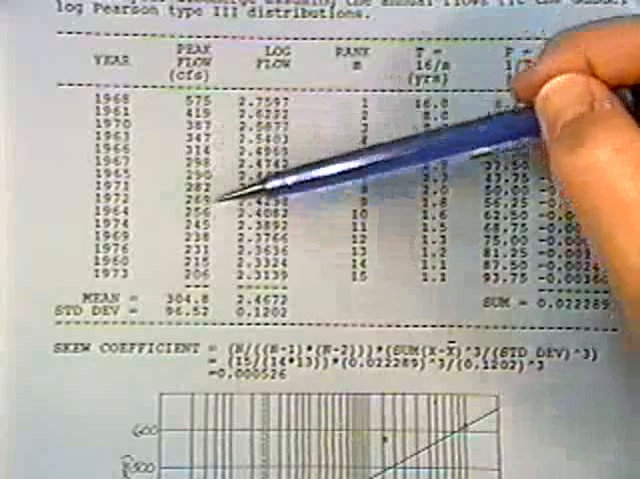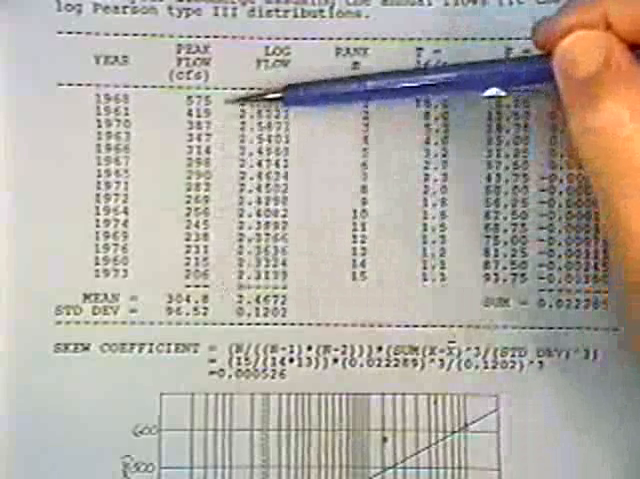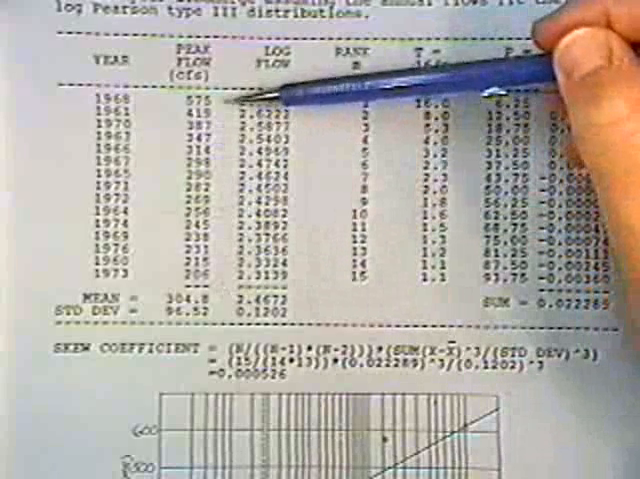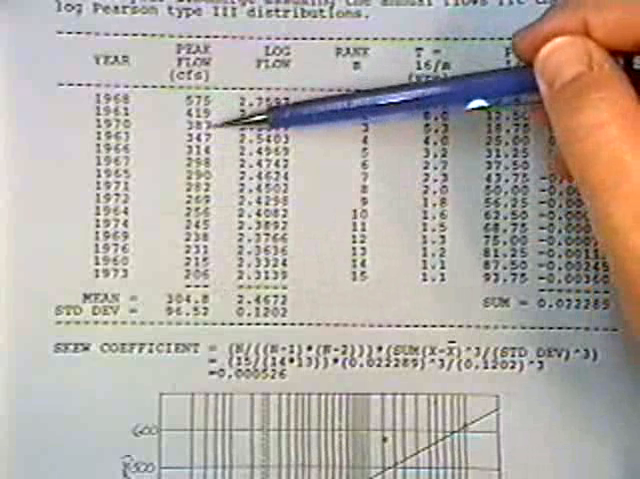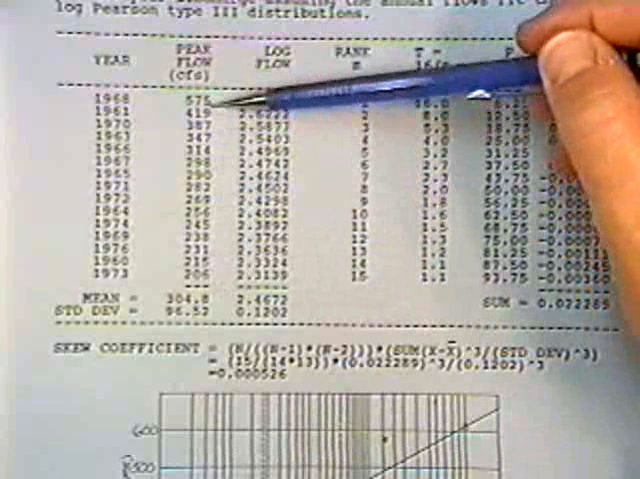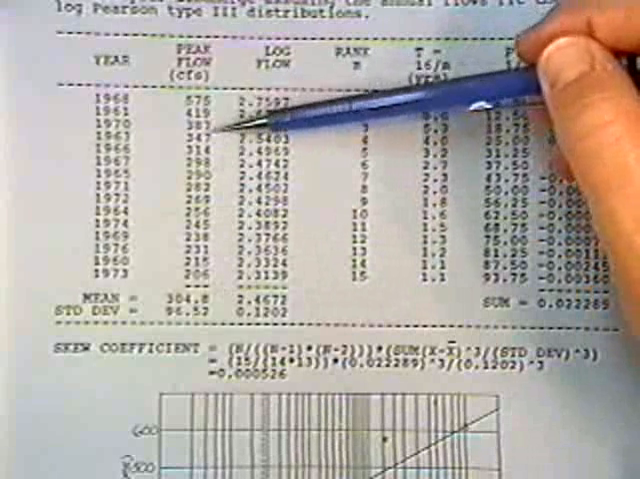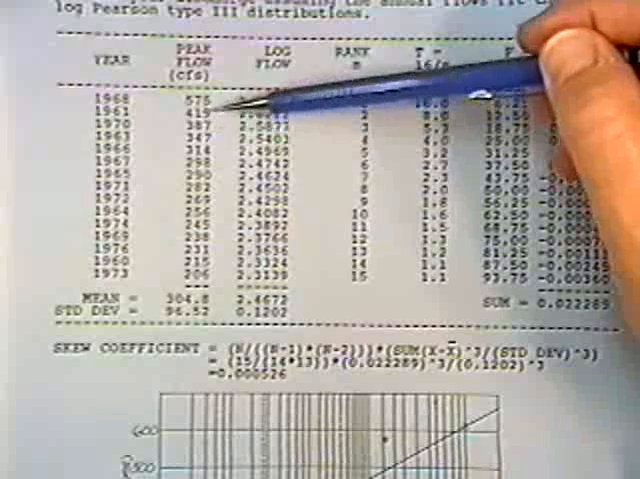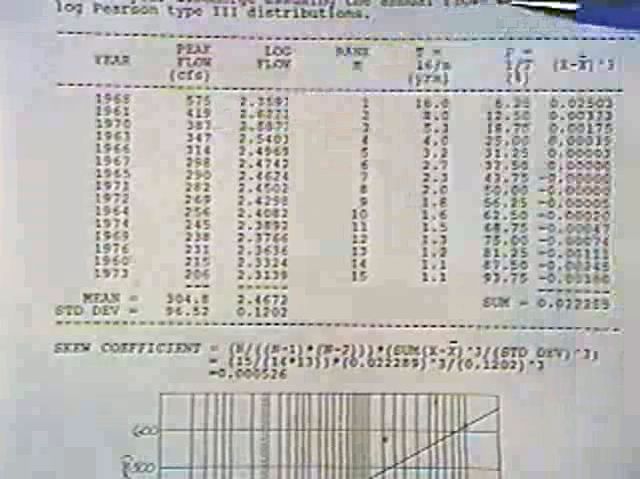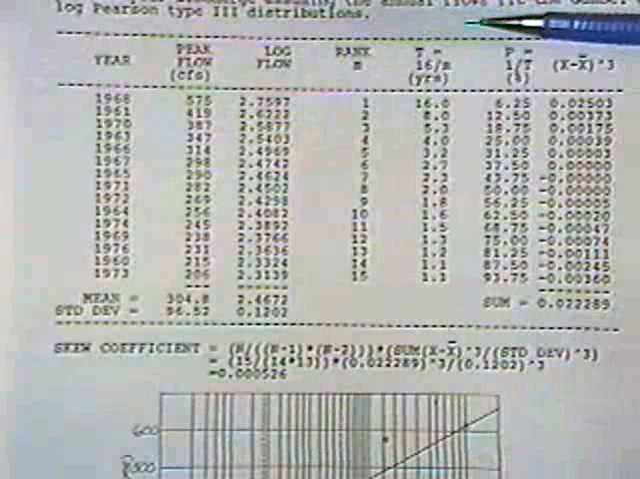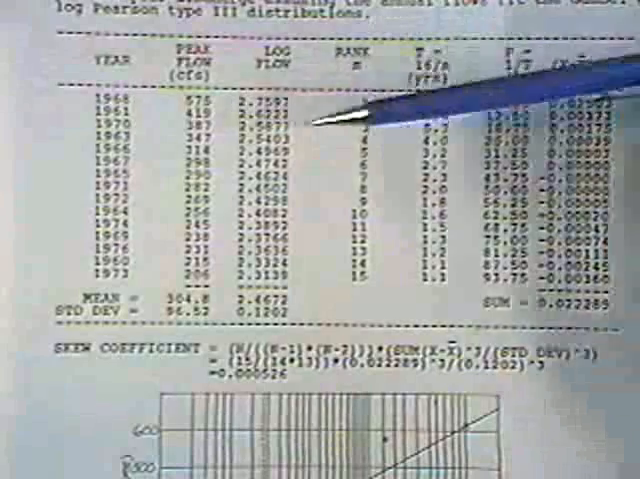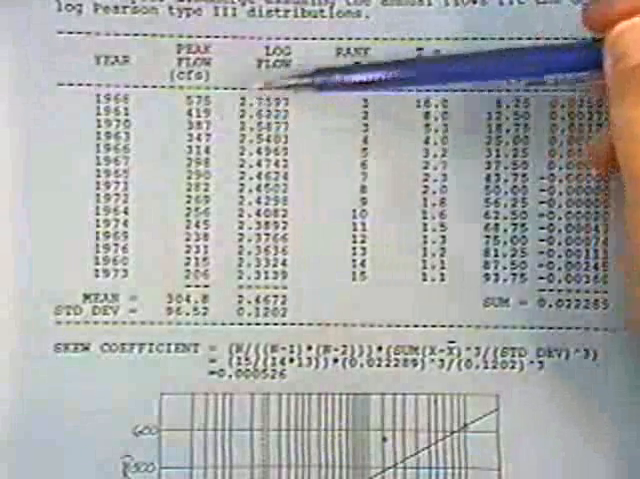If you think about it, you had 15 years, right? And in those 15 years, the peak discharge equaled or exceeded 387 cubic feet per second 3 times, so 3 out of 15. And so whatever 3 divided by 15 is. What is that, 0.2? And so that's just the concept of relative frequency.